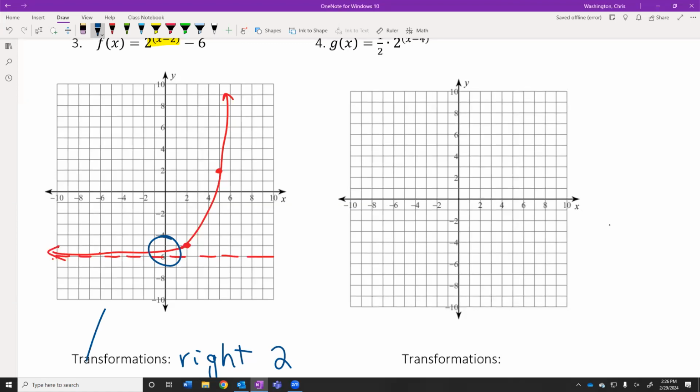But sometimes we're not going to be able to just look at the graph and tell. So what do we need to do? We need to figure out a way to find the y-intercept algebraically. And I'm going to bring up a point here.